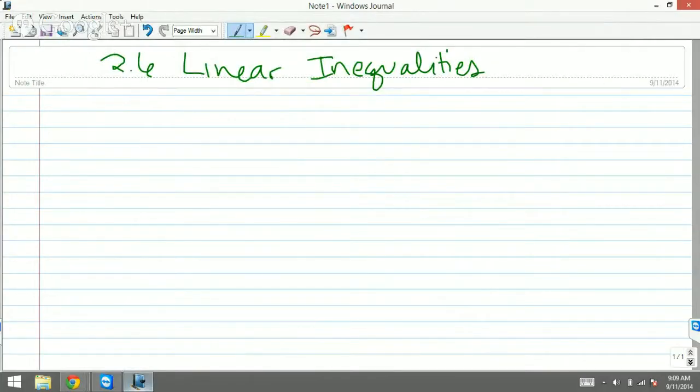Okay, 2.6 linear inequalities. You remember this is just linear equations and we shade, right? You dash the line or a solid line and then shade.